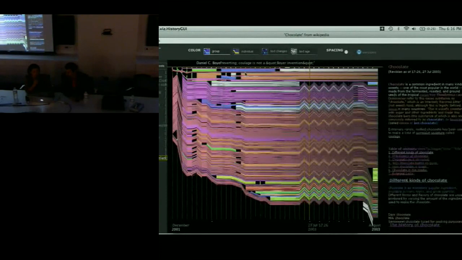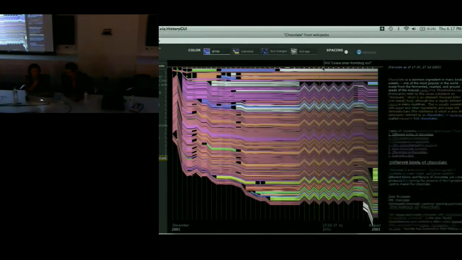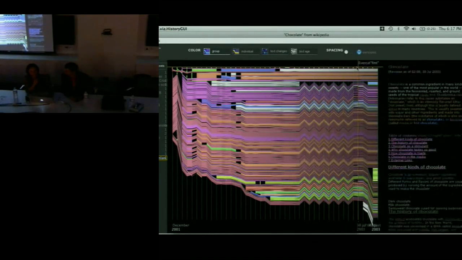The user who had put it up, his name is Daniel Boyer. So Daniel Boyer comes back and says, reverting, chocolate collage is not a Boyer invention. Person goes back, well, Google search for chocolate collage finds only Boyer. Reverting, leave your humbug out, reverting, and so forth. Until Daniel Boyer just gives up and lets it go, which is unfortunate because it turns out that chocolate collage does exist.